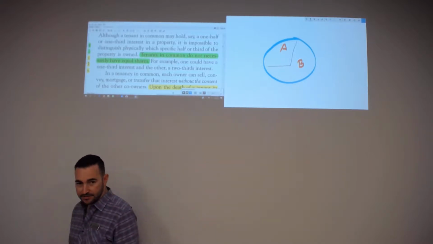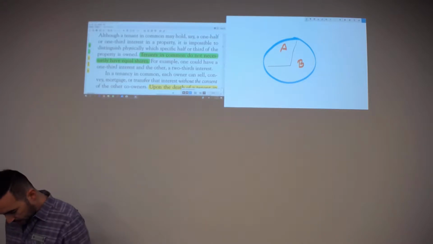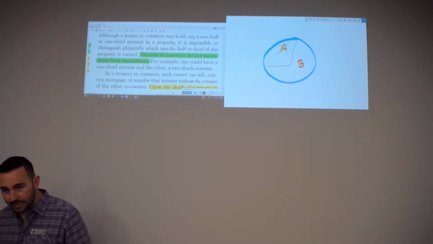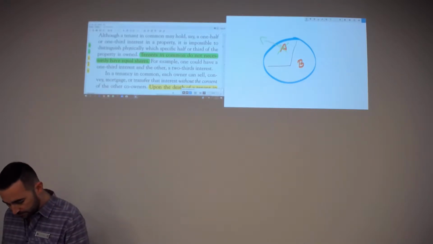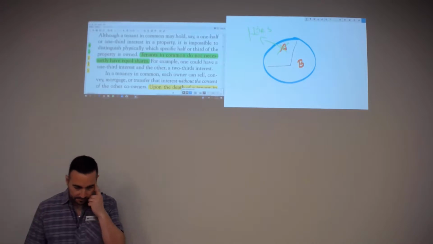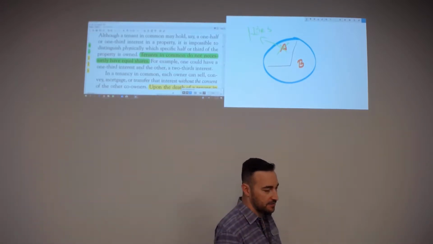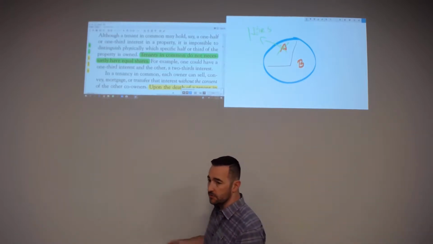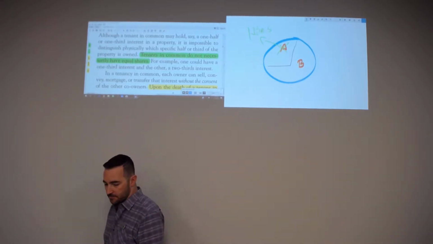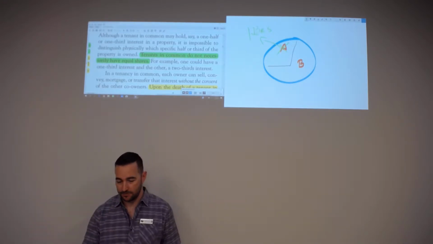Now, in this case, when A dies, shares go to heirs, the same way. Shares go to heirs. When A dies, in a tick, shares go to heirs. That means if B dies, the shares go to heirs. Again, I need you to know the difference between this one and the next one.